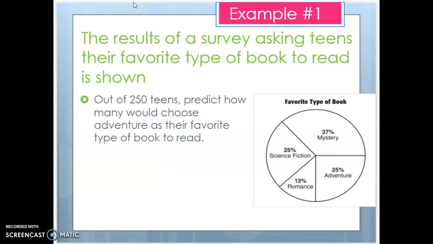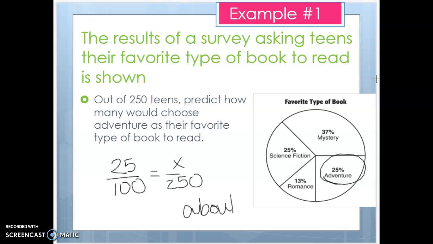Okay, so again, out of 250 teens, let's predict how many would choose adventure as their favorite type of book. So I'm going to look for adventure, which is 25% of the people. So 25 over 100 equals x over 250. Again, I get a decimal, so I'm going to say about 63 people.